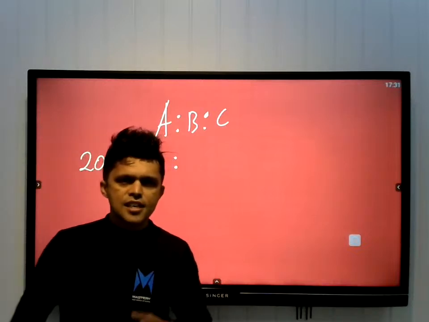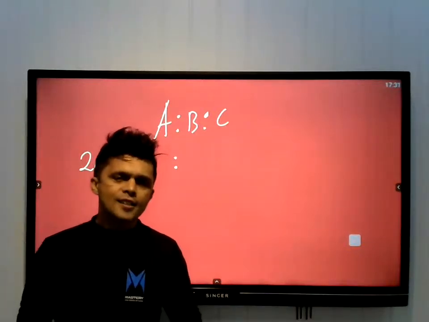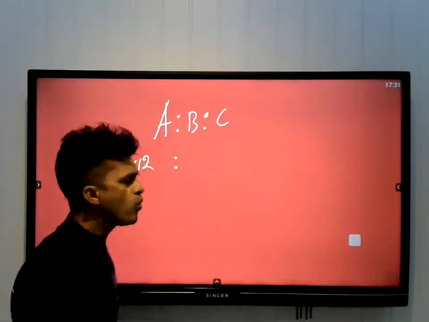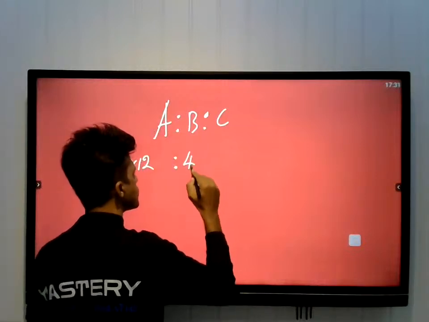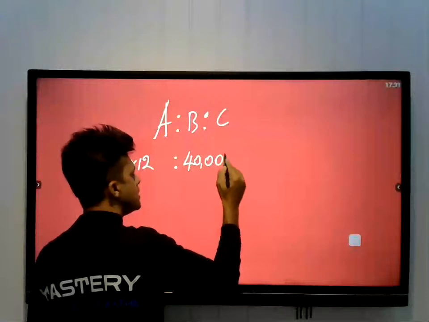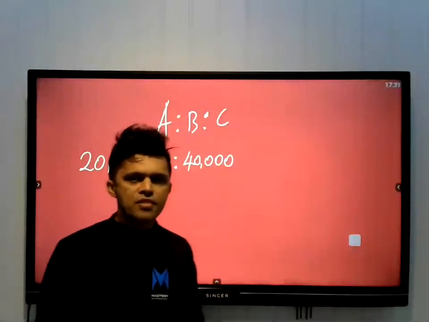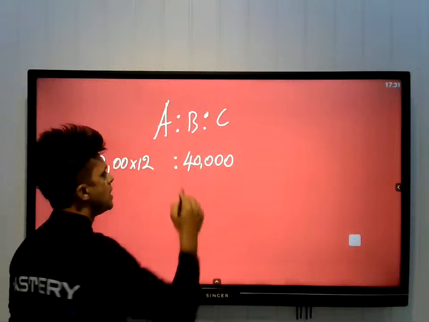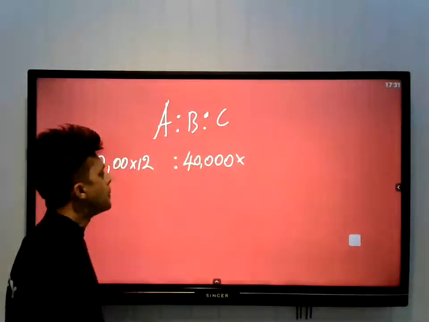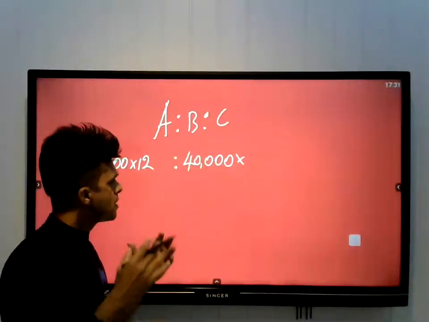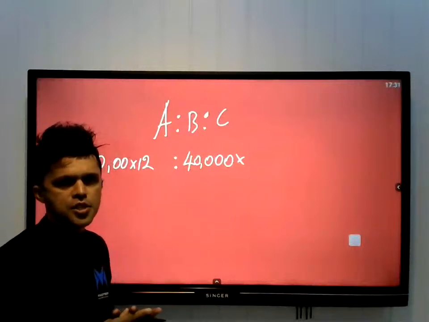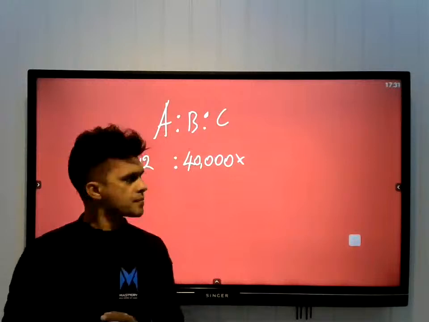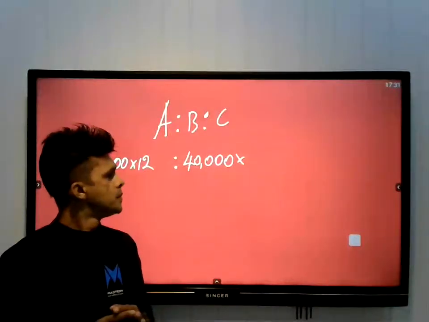After that, B joins the business as well, investing 40,000 rupees. B joins the business investing 40,000 rupees.